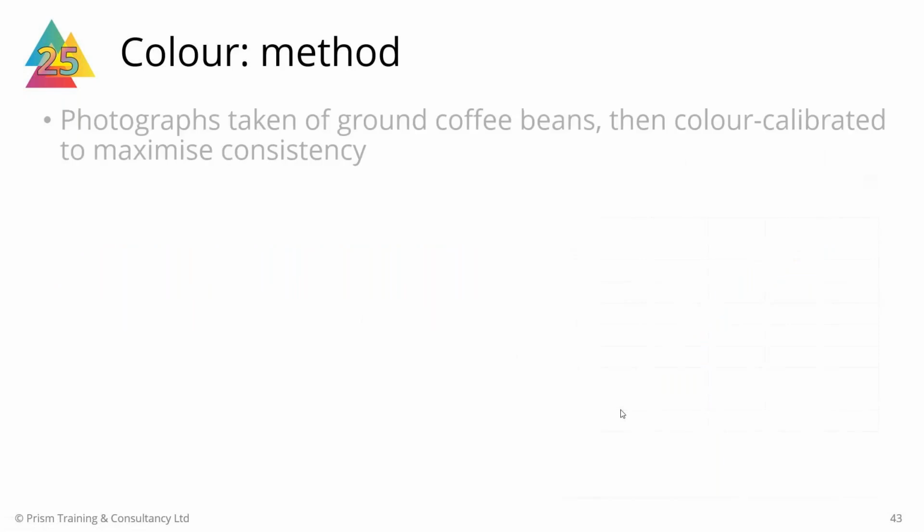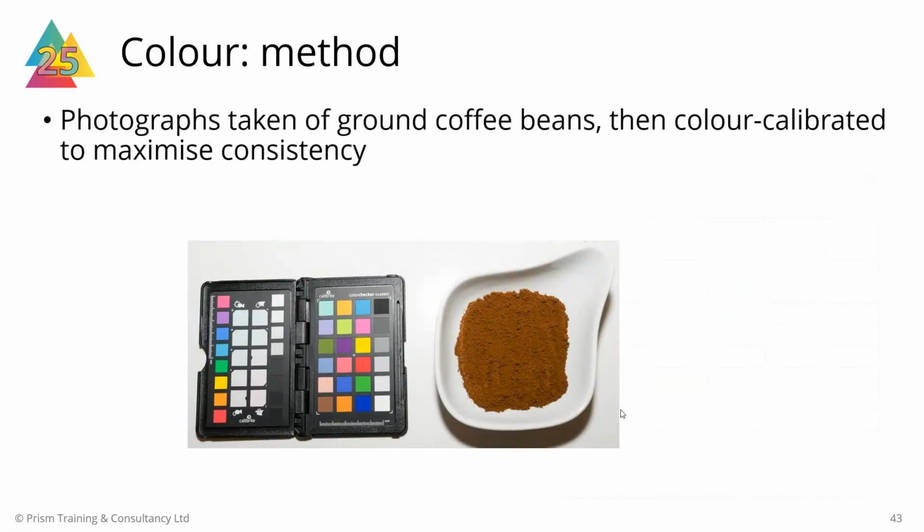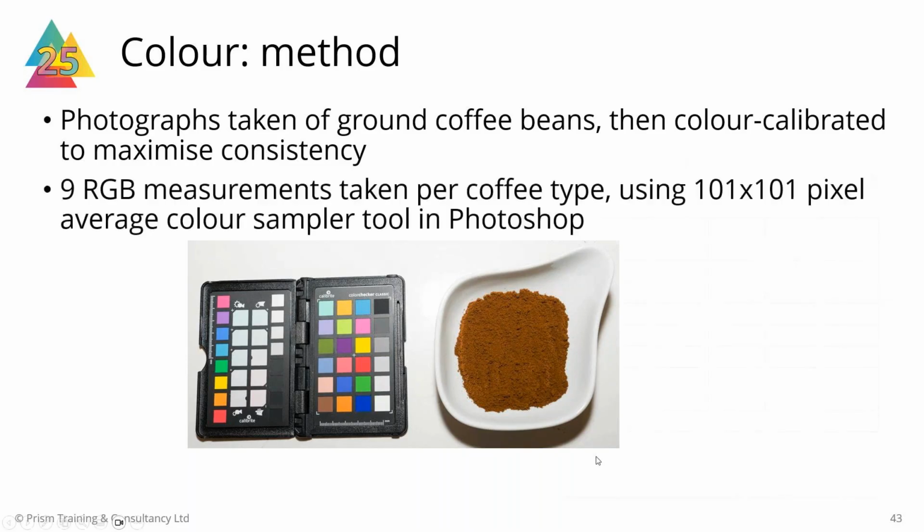Now, I like taking photos, so I've got camera gear sitting around at home. So what I did is I took photos of the ground coffee for each of my different coffee types. I calibrated the color to make sure it's nice and consistent. And I then basically did a color sampler across 9 different points in a 3x3 grid roughly, in order to estimate a number of different colour measurements.